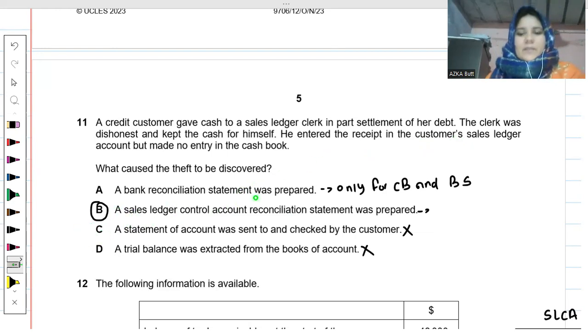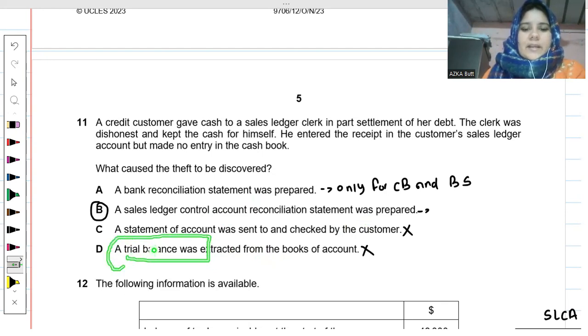Option D is the trial balance. Whenever a trial balance is not agreeing, we will open the suspense account. So by doing this, maybe you will not find this theft, but by making the sales ledger control account reconciliation statement, you will check this against the prime books, and in the prime books you will easily catch this theft by discovering it in the sales journal.